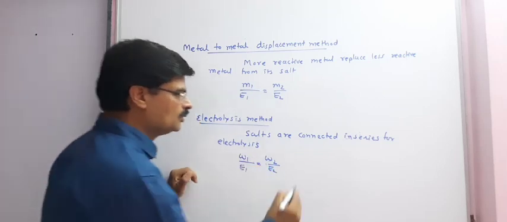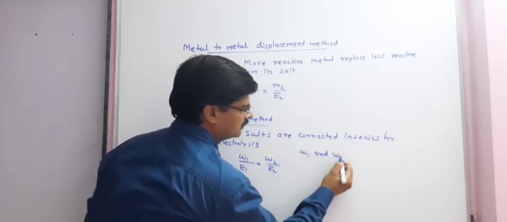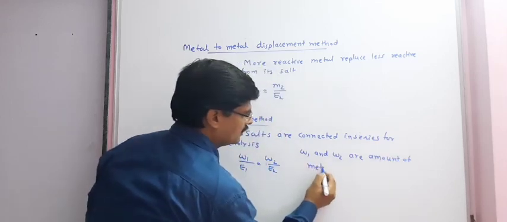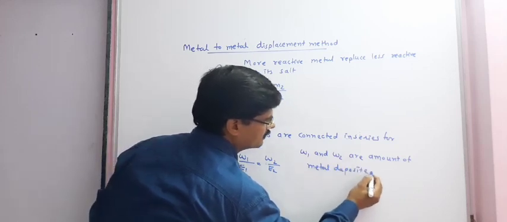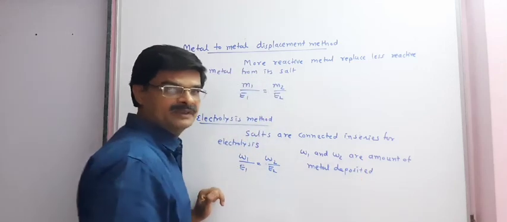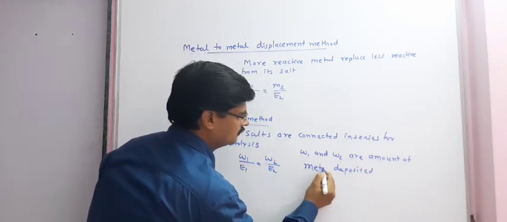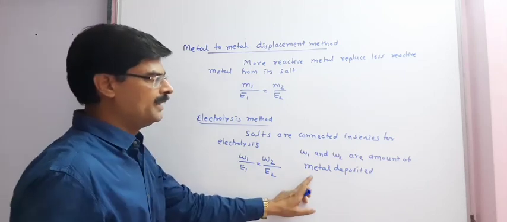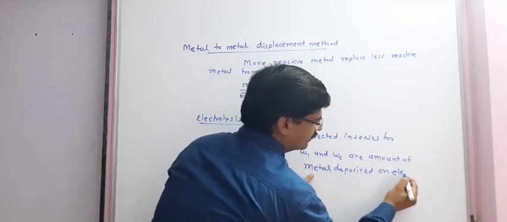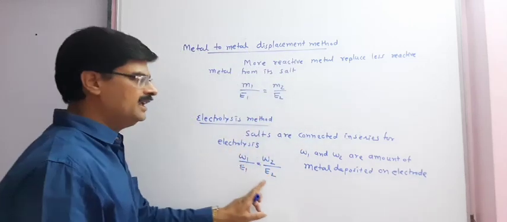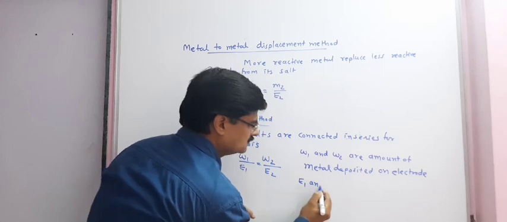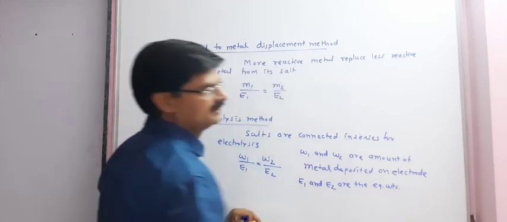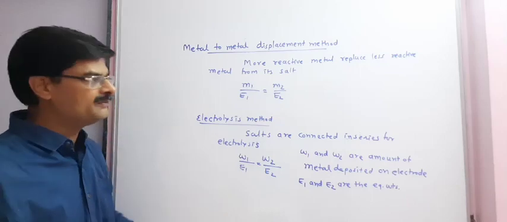Here W1 and W2 are amount of metal deposited on electrode, and E1 and E2 are the equivalent weights. So by using these many formulas, we can find out the equivalent weights.